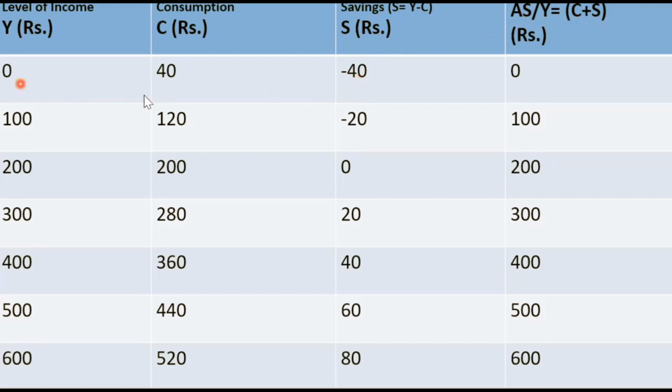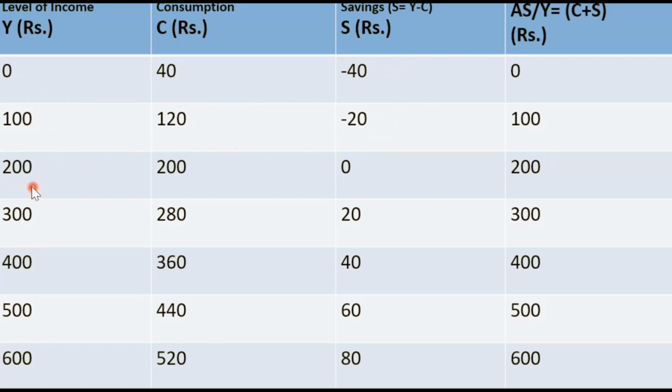So when income is zero and still consumption exists in the form of autonomous consumption, 0 minus 40, what is your saving? Minus 40. Then 100 minus 120, what will be your saving? Minus 20. That means when income is less and consumption is greater, there is no saving, and this no saving or negative saving is known as dissaving.